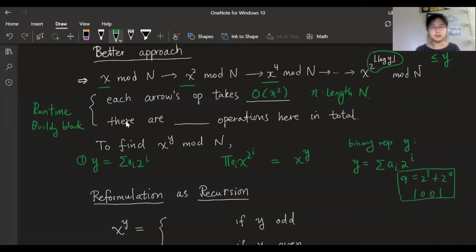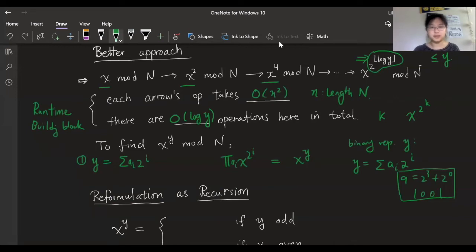Well, okay, it takes 1 operation to get to x squared, 2 operations to get to x to the 4th, 3 operations to get to x to the 8th, 4 to get to x to the 16th. It's not hard to see that it takes k operations to get to x to the 2 to the k, right? So how many operations are we looking at in total? It's O of log y, right? O of log y.